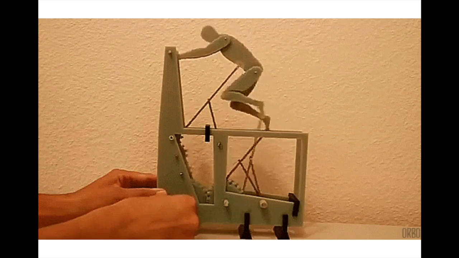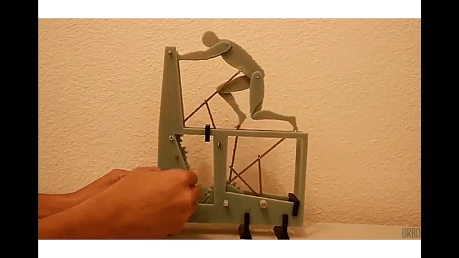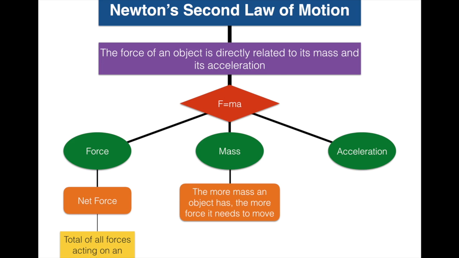As a result, the net force is equal to 0, and there's no motion. So let's go ahead and add this to our graphic organizer. We're going to have force, mass, and acceleration. When we talk about mass, the more mass an object has, the more force it needs to move. You need more force to make it unbalanced in order to move.